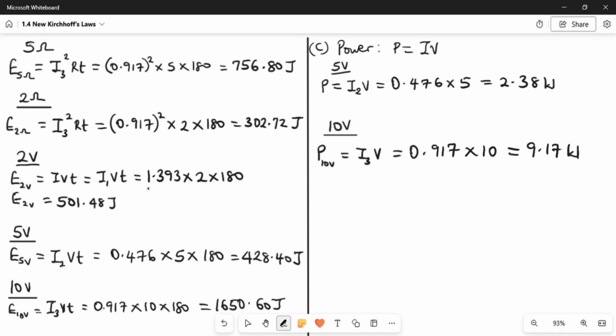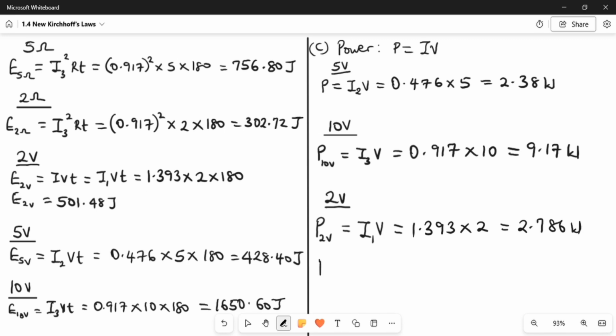And for the 2-volt battery, we have power for the 2-volt battery is equal to I1, which is the current passing through the 2-volt battery. So say I1V. I1 is 1.393 and V is 2 volts. And so this gives us 2.786. We can just approximate this to 2 decimal places as 2.79 watts.